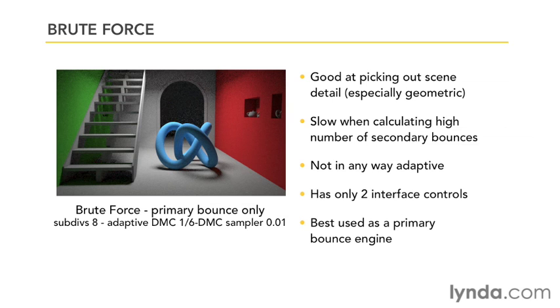bounce engine. Unlike the irradiance mapping and light cache systems, the brute force method recomputes the GI values for every single shaded point separately and independently from other points. No interpolation of any sort going on, no averaging across points. Indeed, there is no sharing of information between samples at all in this system.